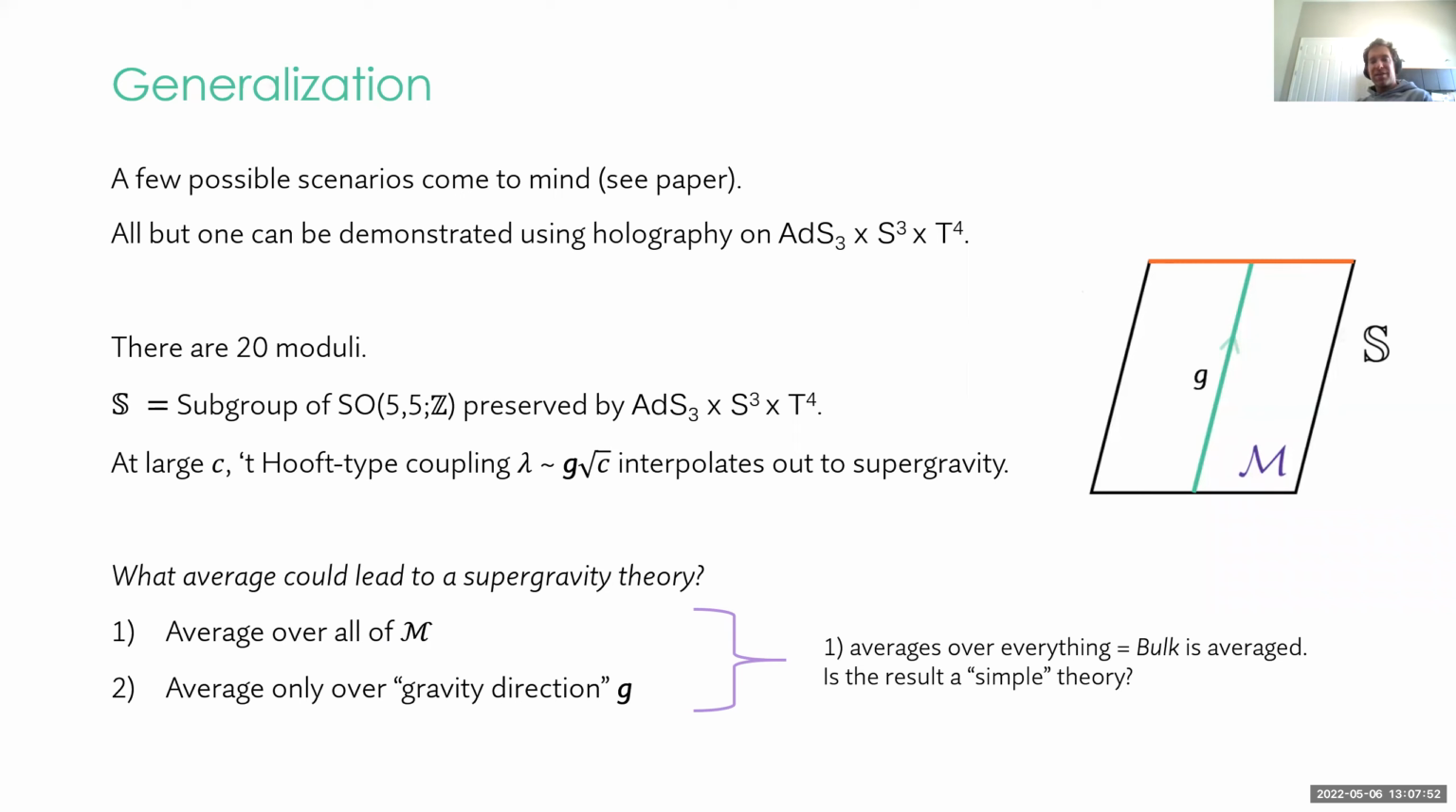So another way to say this is that you're also averaging over the bulk. Right? The bulk has all these 20 scalar fields. So if you average over everything, you're kind of doing a bulk average, not just a boundary average. Nevertheless, you could ask if the result is a simple theory, some kind of consistent truncation. That would be interesting. But maybe spiritually, the second option is closest to what we saw in n = 4, where you average over the coupling which is responsible for the gravity dynamics emerging, and then you ask what happens.